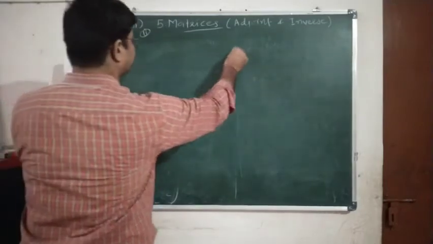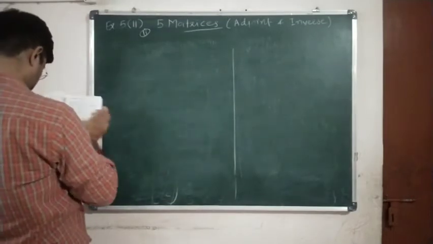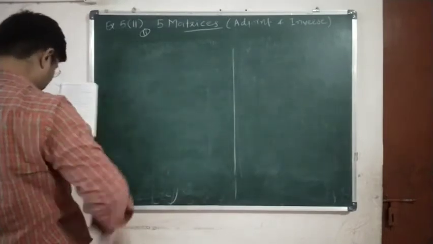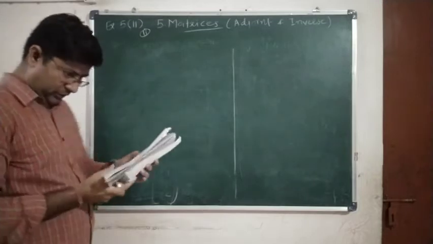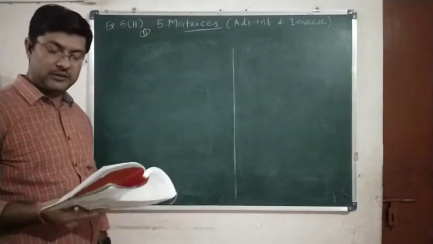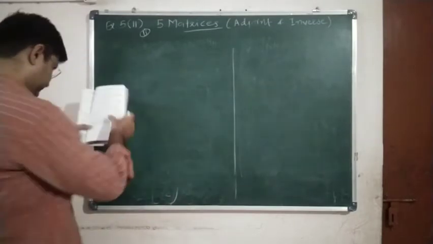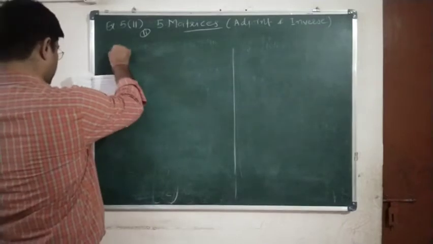The first one is a property. Yes or no? Definition of inverse: A into A inverse is equal to A inverse into A is equal to I. That no need to do. Okay, second of question number 1.